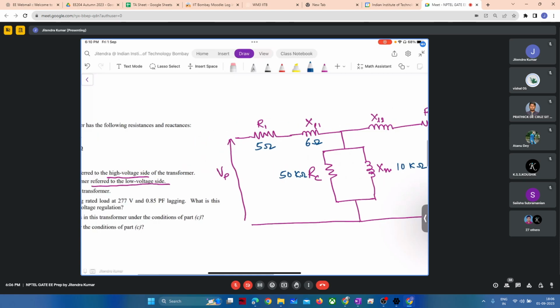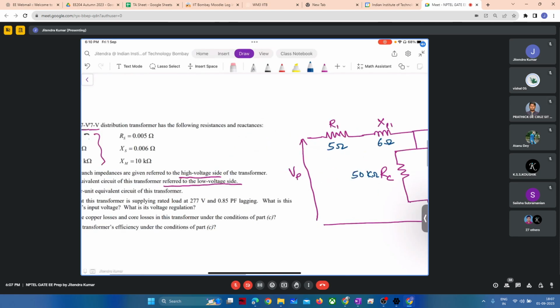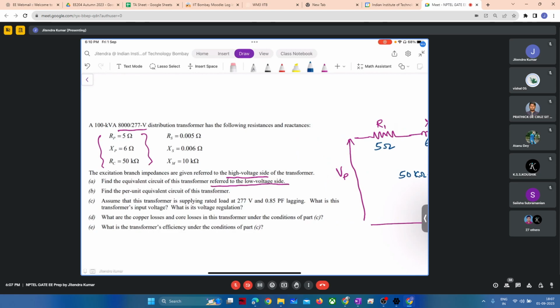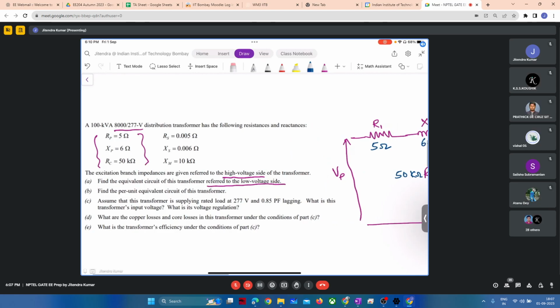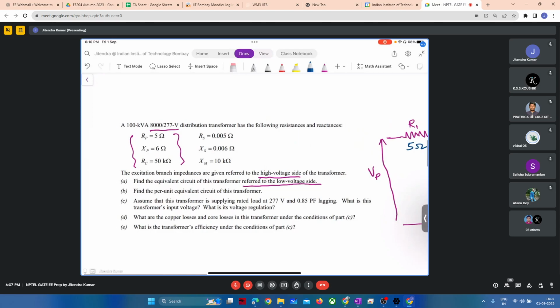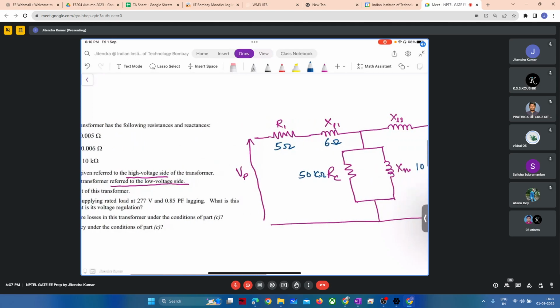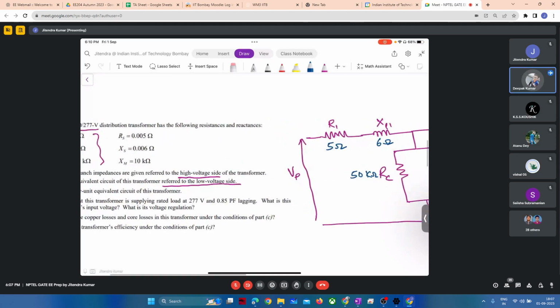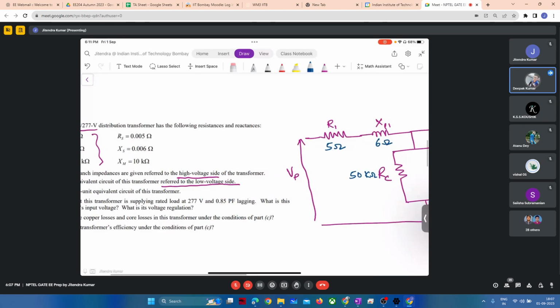So basically, to reduce those values, whichever will go in core loss component and magnetizing component, we try to minimize both the components for obvious reasons. Could anyone comment why do we want to minimize those excitation branch currents? So, to reduce the magnetizing current.